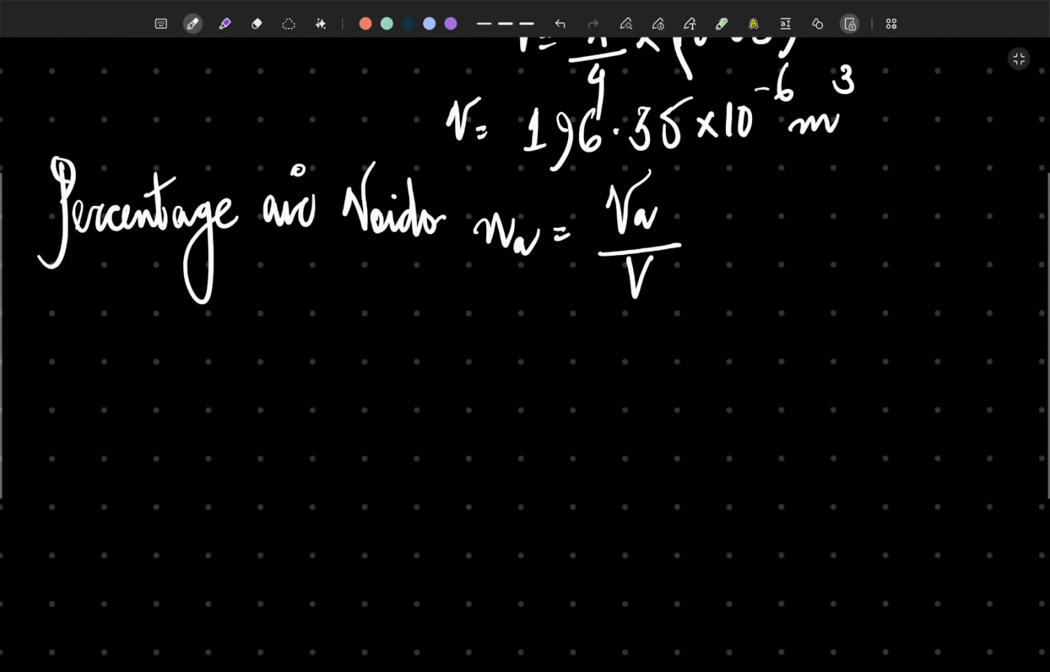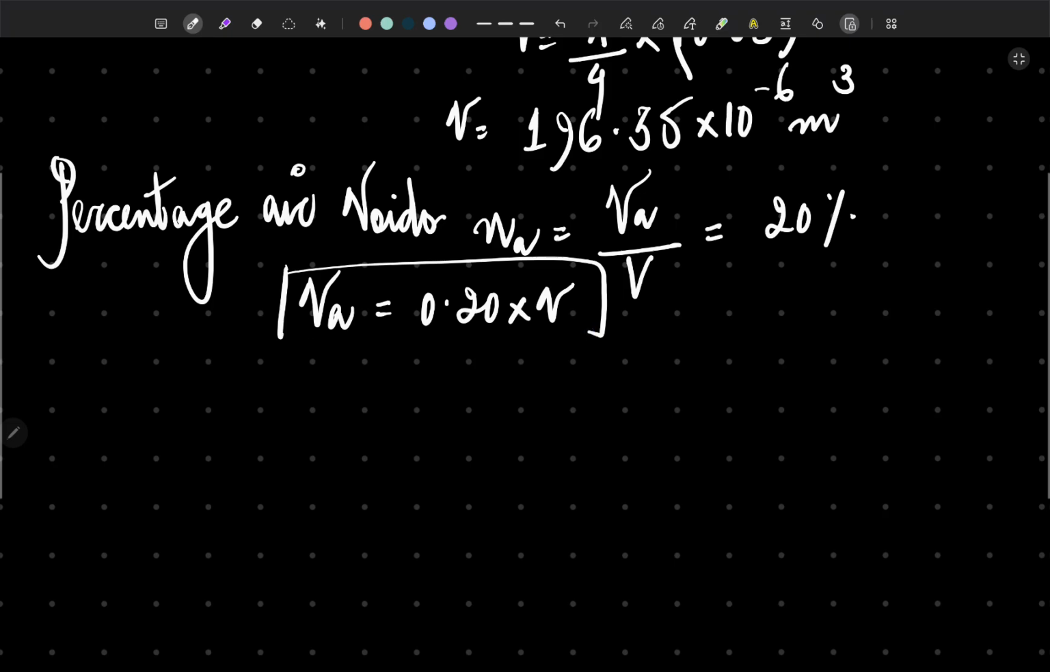So let me substitute over here. Percentage air voids, as you know, is a ratio between volume of air to the total volume, and as per the data given in the question, it is equal to 20%. So volume of air is equal to 0.20 multiplied with total volume. This is my relationship number 2.